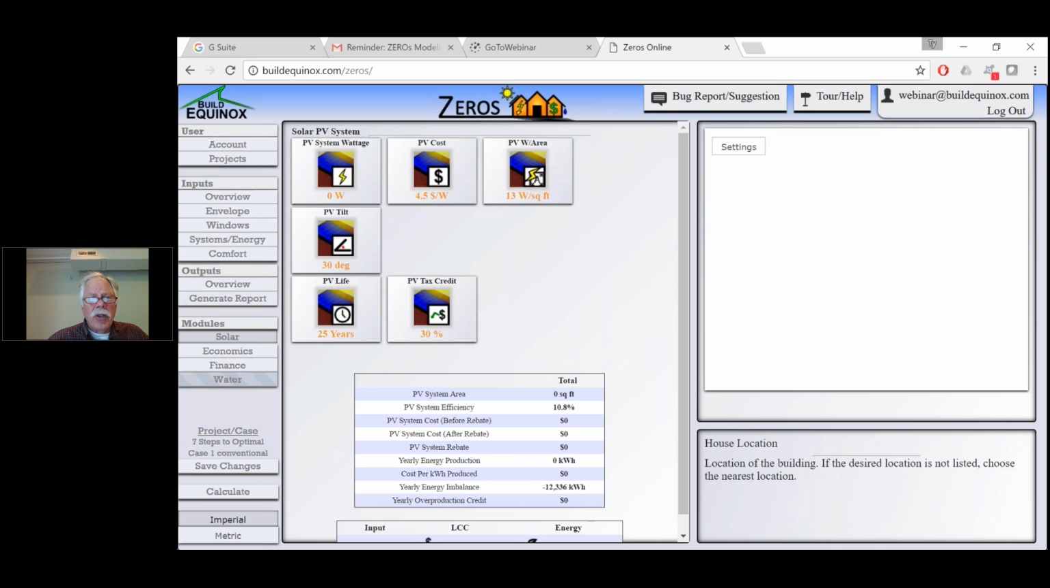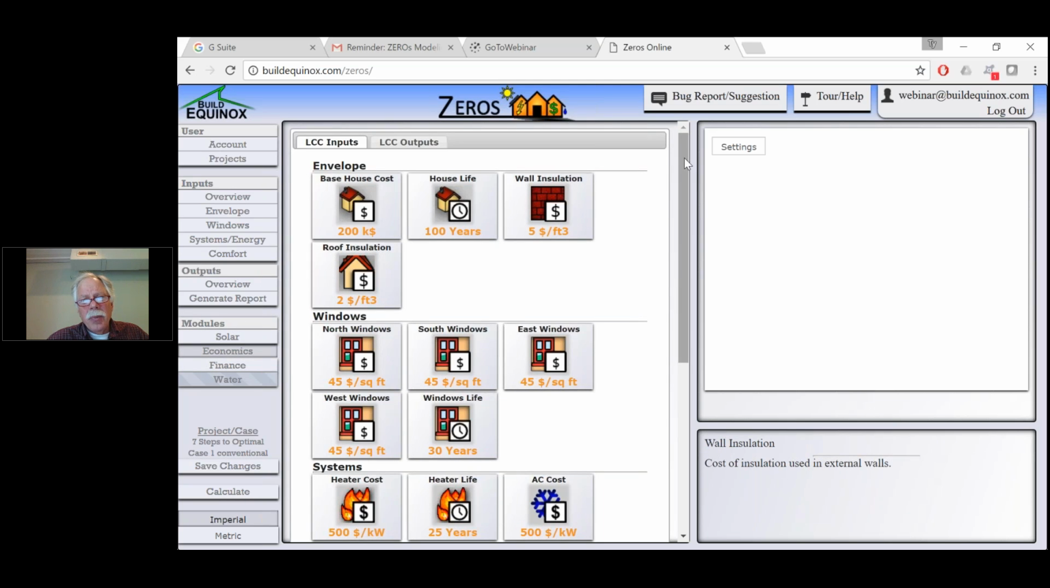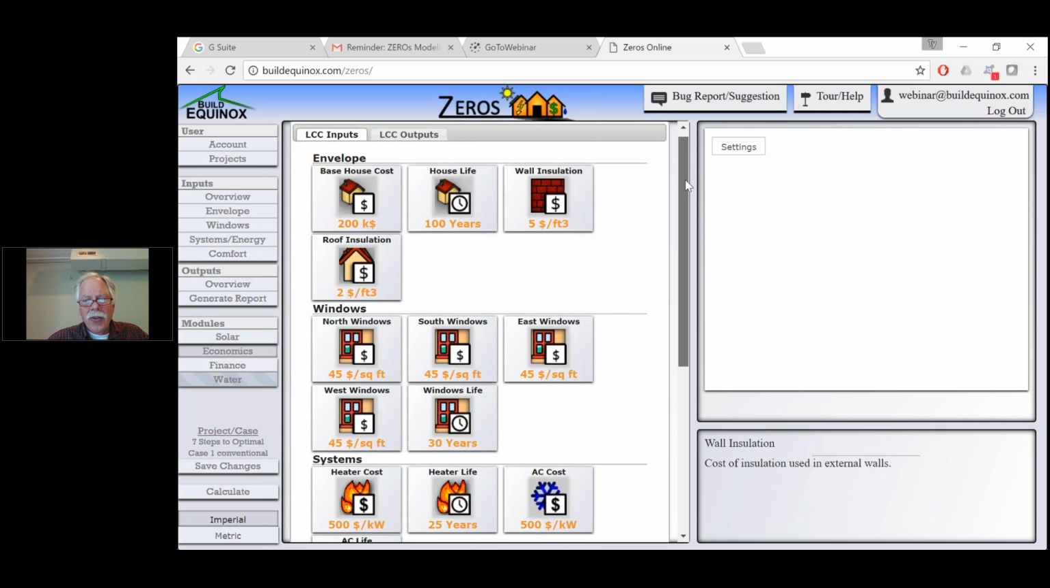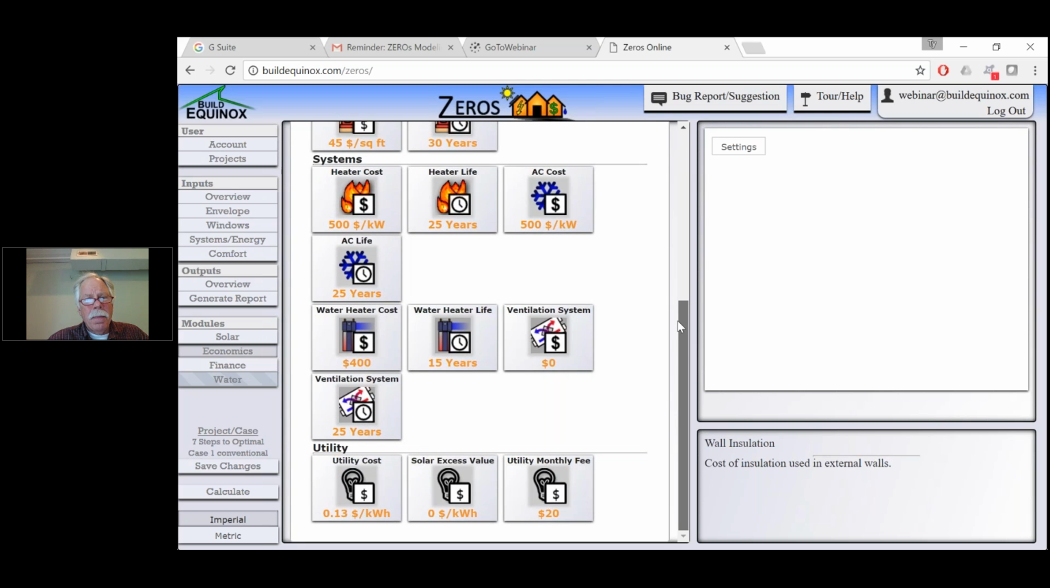Going down to solar, we're not at the solar cases, so we have 0 watts of solar PV, but we have costs and other parameters that are put in. And then this economics page is very important. This is where those costs that are in the life cycle costs come in.